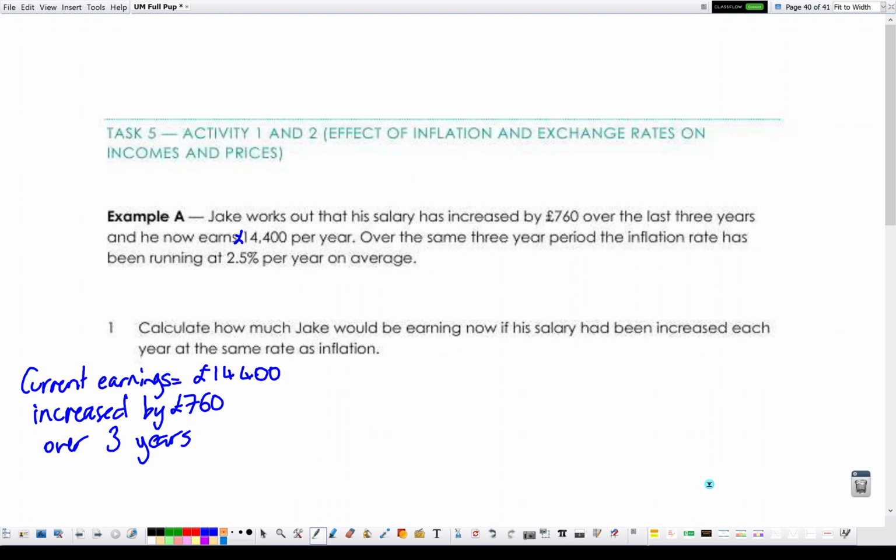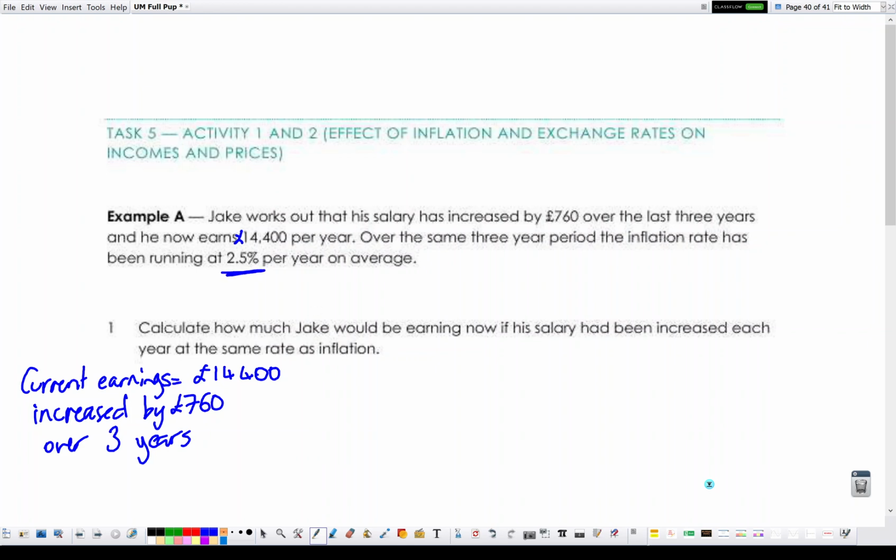Okay, and it says over the same 3-year period, the inflation rate, which remember that's just the general cost of things, has been running at 2.5% per year. Inflation only goes up, or mostly only goes up. So it has been running at 2.5% per year on average. That means the cost of living has gone up by about 2.5% per year on average. So calculate how much Jake would be earning now if his salary had increased not by this £760, but if it had increased at the same rate as inflation.